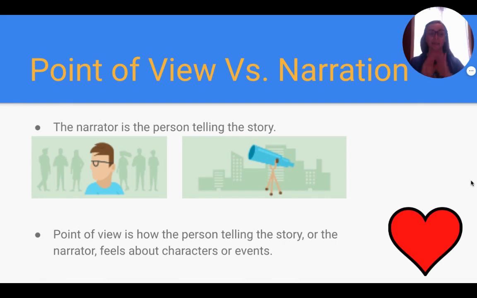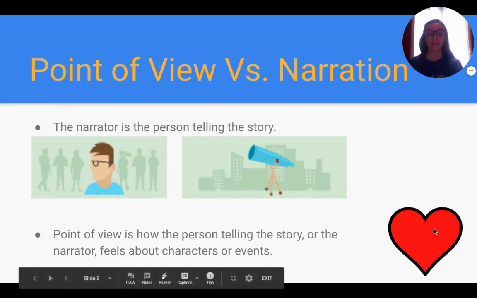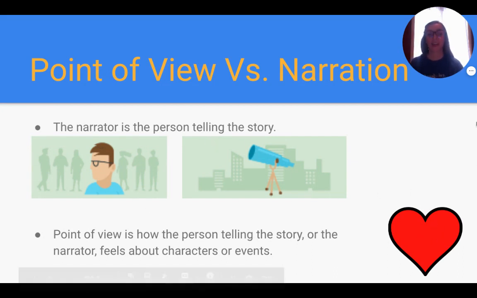But the first thing we have to realize is the difference between point of view and narration. The narrator is the person who is telling the story. In order to find the point of view, you need to know who the narrator is. So the point of view is how the person telling the story, or the narrator, feels about the characters or events. You're going to see these pictures a lot today because I'm going to be talking about both point of view and narration.